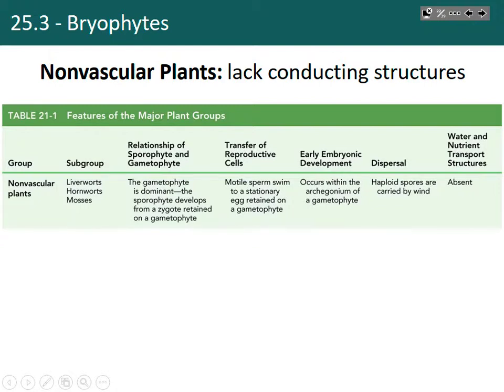Early embryonic development occurs within an archegonium. We're going to see one of those in a minute. And they disperse via haploid spores, which are carried on the wind. The spores then germinate and grow and produce the next gametophyte. They don't have any structures for transporting water and nutrients, and they don't have any roots, so they get their moisture just from absorbing it through the surface of their tissue. The whole hornwort or liverwort or moss can absorb moisture and bring it into the body, moving it through diffusion.